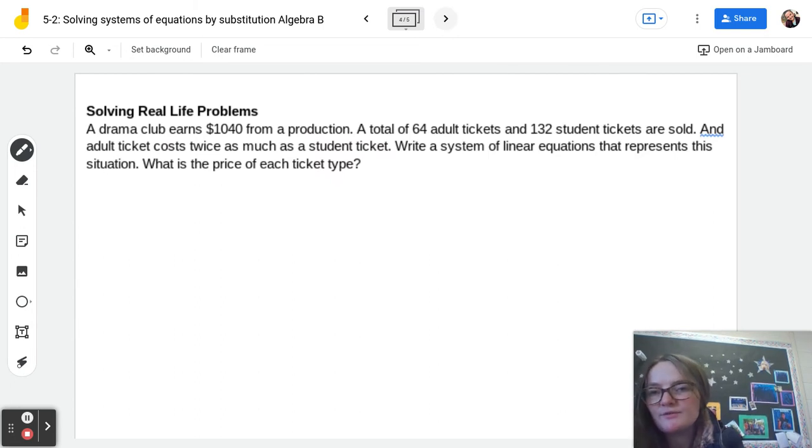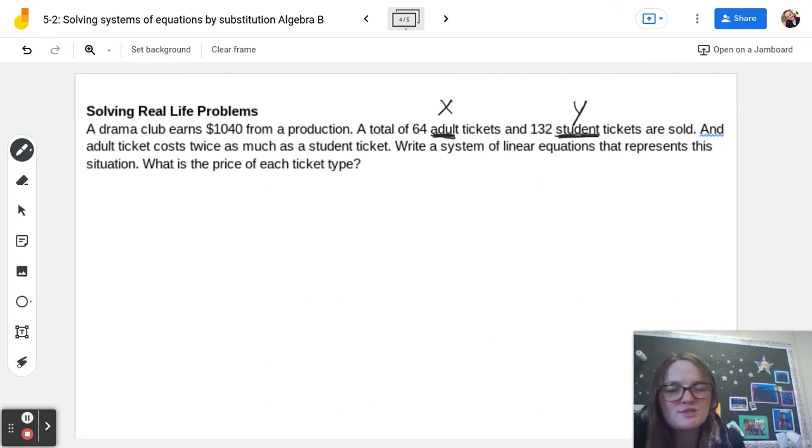All right, so this one's solving real-life problems. It says a drama club earns $1,040 from a production. A total of 64 adult tickets and 132 student tickets are sold. What I like to do is establish two variables. We have adult tickets and we have student tickets. For the sake of using our calculators, I'm going to say the first variable I see is x, and the second variable I see will be y.